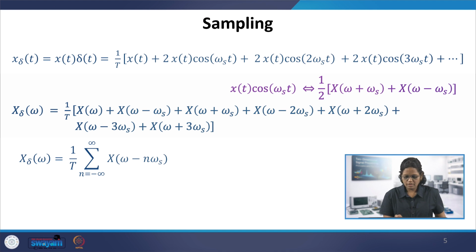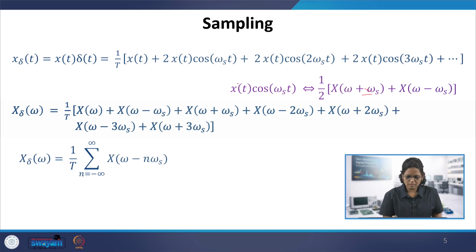So now how can we express that? So x delta of t, x of t multiplied by delta of t. So we have this equation now. So after multiplication in the time domain, can we simplify this further? So x of t cos omega s t, whose Fourier transform, if we take, is 1 by 2 of x of omega plus omega s plus x of omega minus omega s. So this is x of t whose Fourier transform is x of omega. If you multiply by cos of omega t, this would give omega plus whatever frequency it contains, and you can have the two spikes in the spectrum, one at plus omega s and another one at minus omega s.